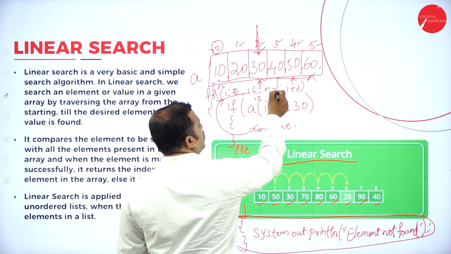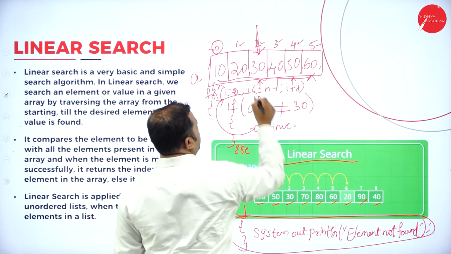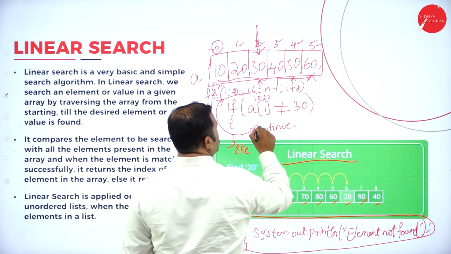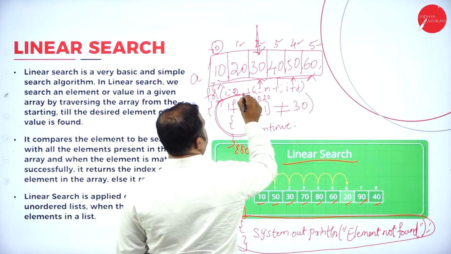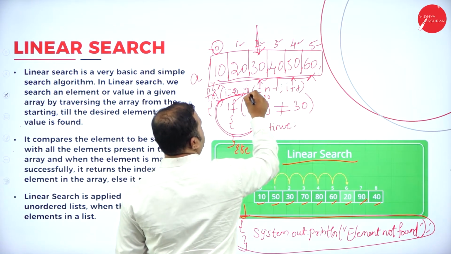1. 1 is less than or equal to 5. Yes, again, A of 1 is 20. 20 is not equal to 30. Yes, again it comes here, then goes back to the continue statement. Then i is incremented by 1. Next time it is 2.